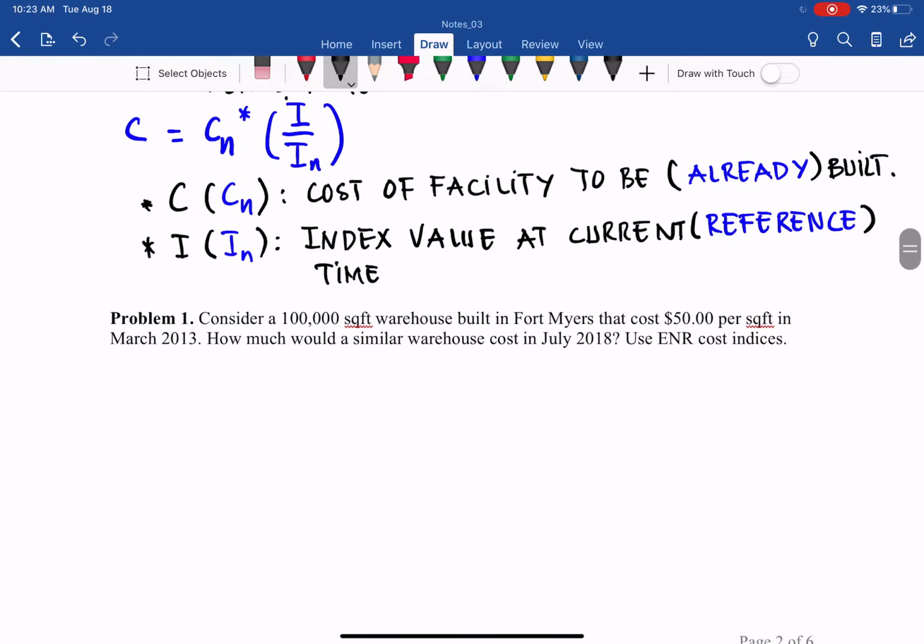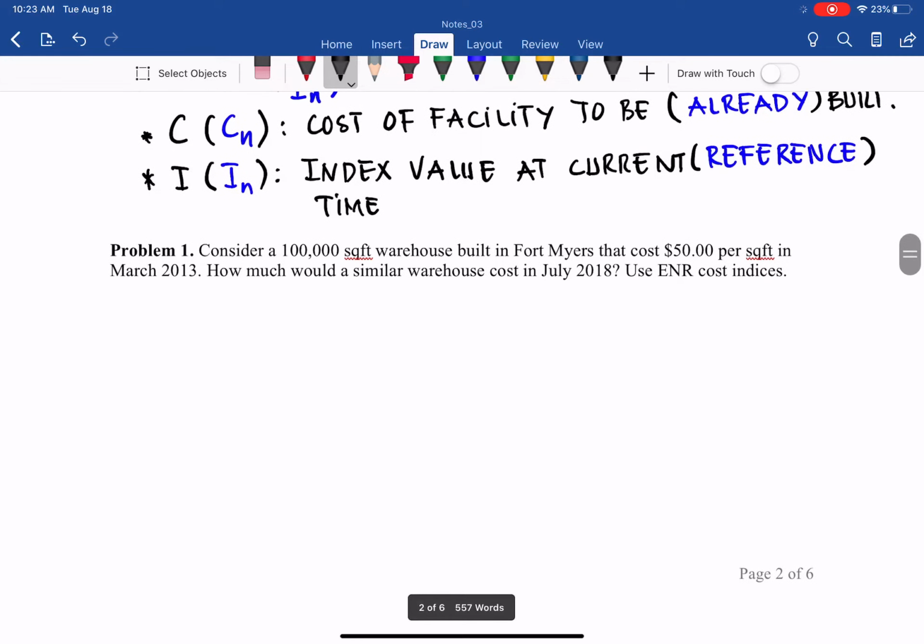And that applies to the first problem here. Very simple. Consider the 10,000 square foot warehouse built in Fort Myers that cost $50 per square foot in March 2013. How much would a similar warehouse cost in July 2018? And use ENR, Engineering News-Record, indices, which are available on Canvas for reference number 1. I'm going to show that very soon.